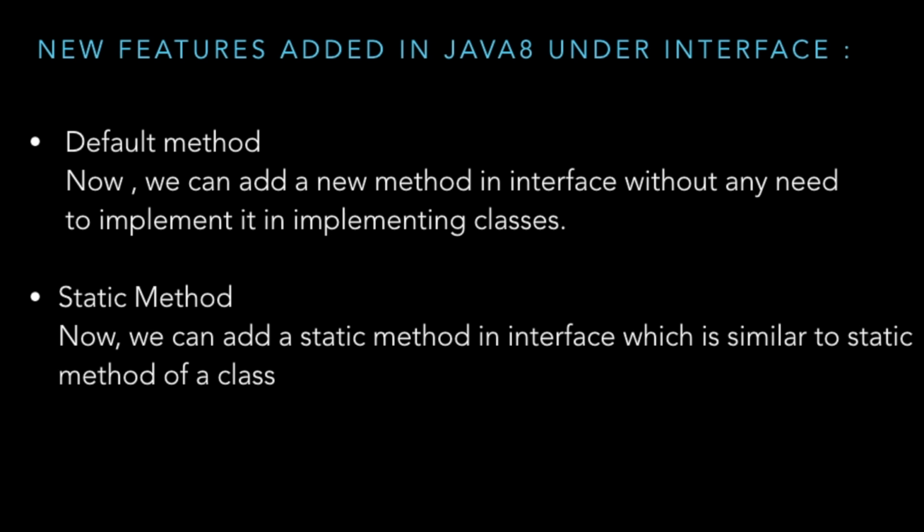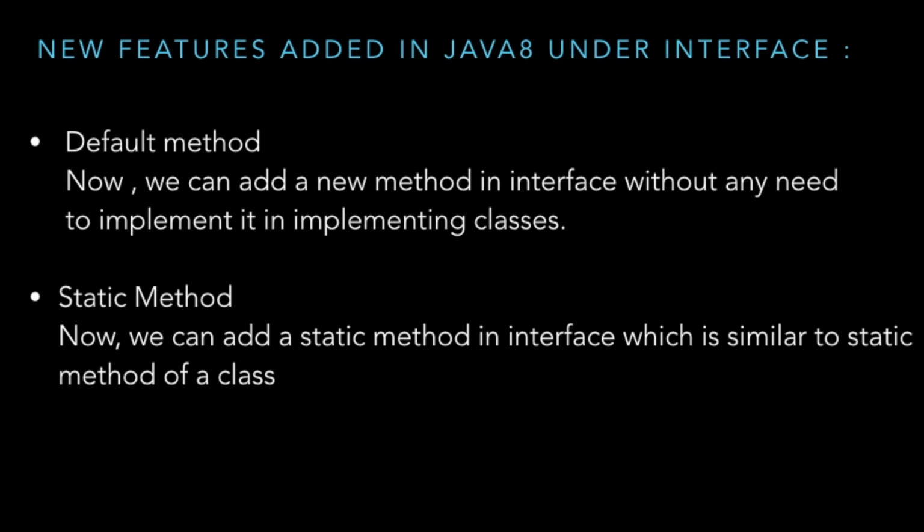In earlier classes we learned that an interface is like a blueprint of the class. Whatever you write in the interface, the classes which implement that interface will have to write the implementation of the methods that the interface has. But in Java 8 there has been a change in this concept.